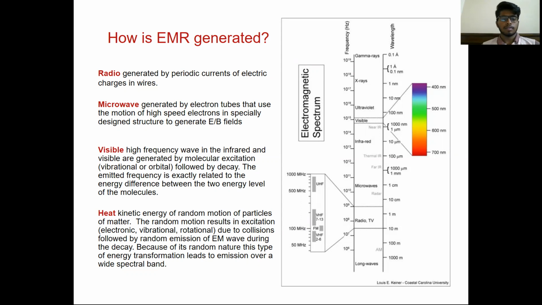Heat is the kinetic energy of the random motion of particles of the matter. The random motion results in excitation, electronic, vibrational, electronic vibrational rotation due to collisions, followed by random emission of EM waves during the decay. Because of its random nature, this type of energy transmission leads to emission over a wide spectral band. Here is the electromagnetic spectrum, frequencies and ray types. First we have gamma rays, X-rays, ultraviolet, visible, infrared, microwaves, radio, TV, long waves.